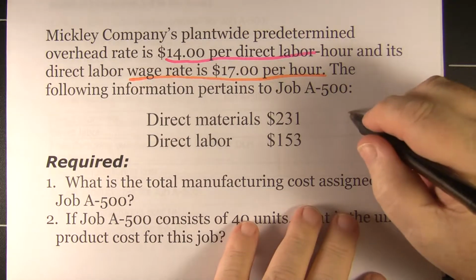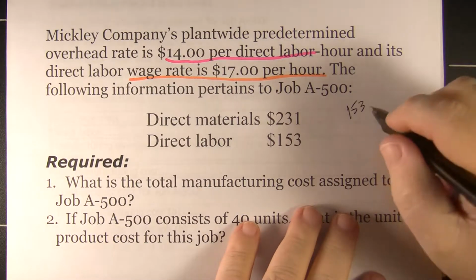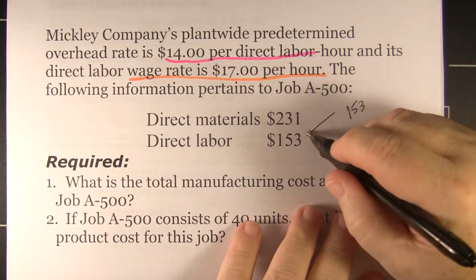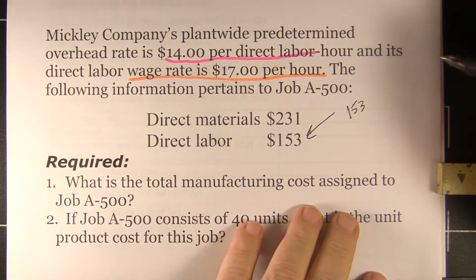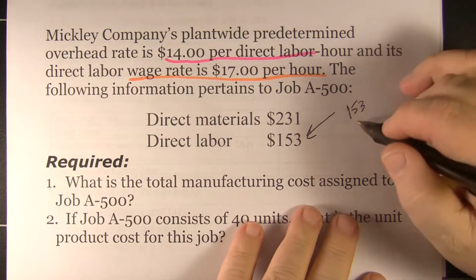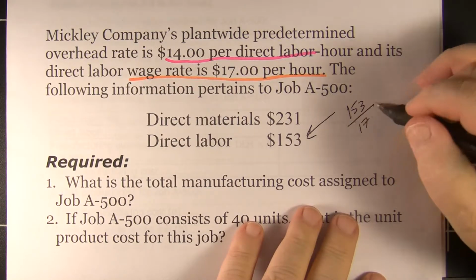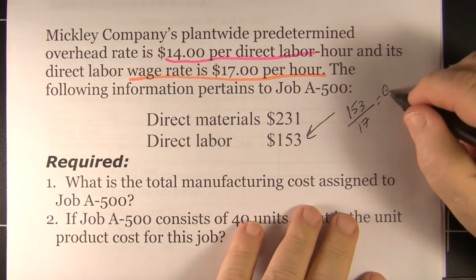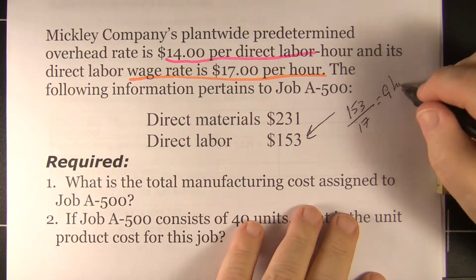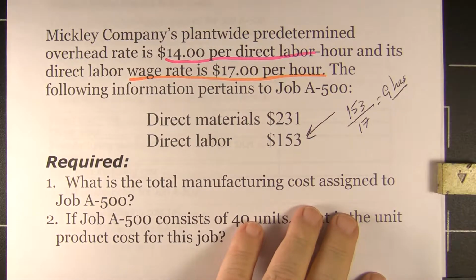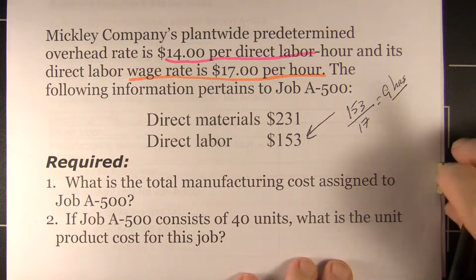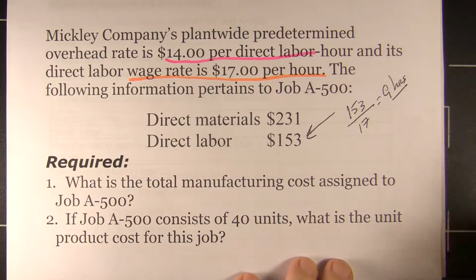If we put $153 of labor in, and each hour cost us $17, that's 9 hours. And again, with any of these problems, label everything, because sometimes the numbers are so close it's really easy to make a mistake.